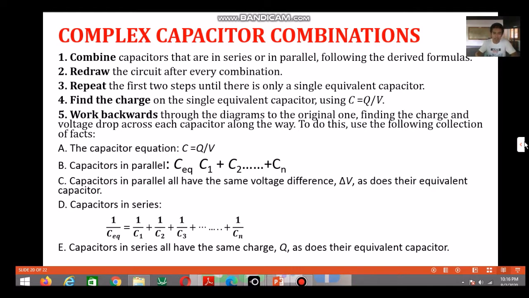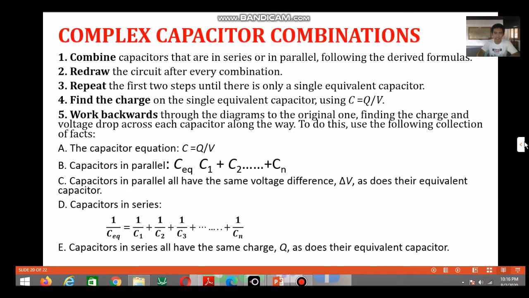And next is to redraw the circuit after every combination. So from three capacitors, we can redraw that into one capacitor. Next, we repeat the first two steps until there is only a single equivalent capacitor. Then find the charge on the single equivalent capacitor using the equation, capacitance equals total charge per voltage. Then we work backwards through the diagrams to the original one, finding the charge and voltage drop across each capacitor along the way.